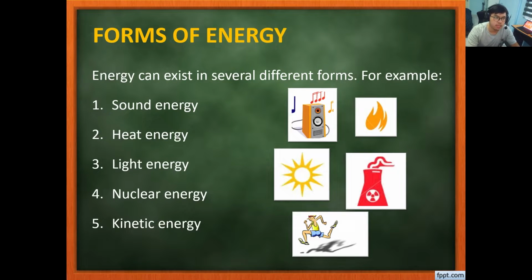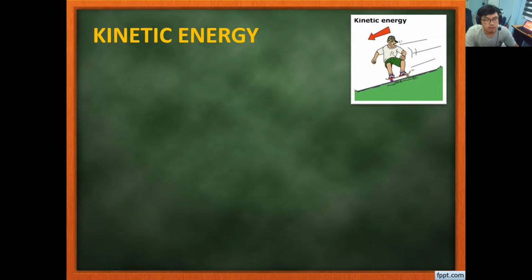Sounds have sound energy. Anything that's hot has heat energy. Anything that produces light has light energy. And then there is energy that is inside the nucleus of atoms. So atoms have a nucleus inside, and in the nucleus there is something called nuclear energy. And number five, there's also something called kinetic energy. I'm going to talk about kinetic energy first.